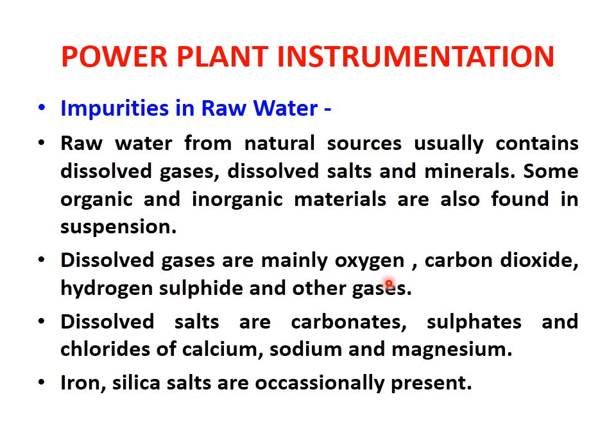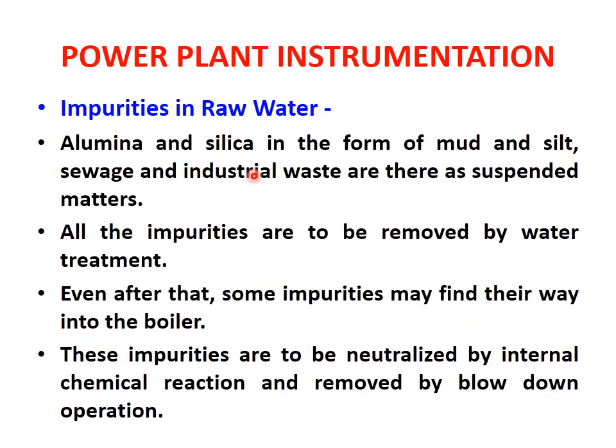Dissolved gases are mainly oxygen, carbon dioxide, hydrogen sulfide, and other gases. So in dissolved gases, we are getting these gases present in raw water. Then in dissolved salts, we get carbonates, sulfates, and chlorides of calcium, sodium, and magnesium. And iron and silica salts are also occasionally present. So in some cases, you will find that iron and silica salts are also present in raw water, which can be treated. So raw water is the combination of dissolved gases, dissolved salts, and minerals. Going to the next slide.